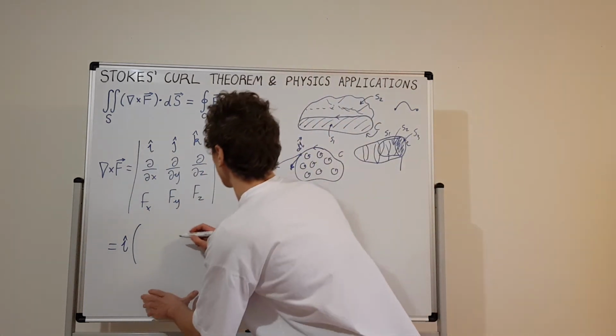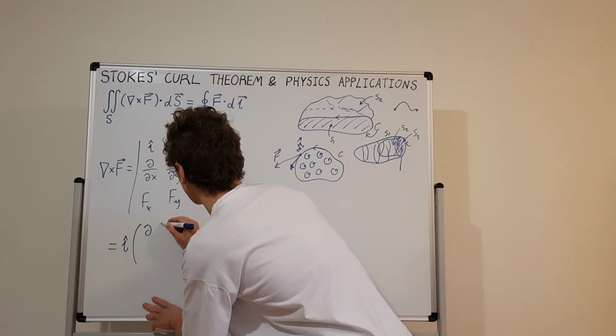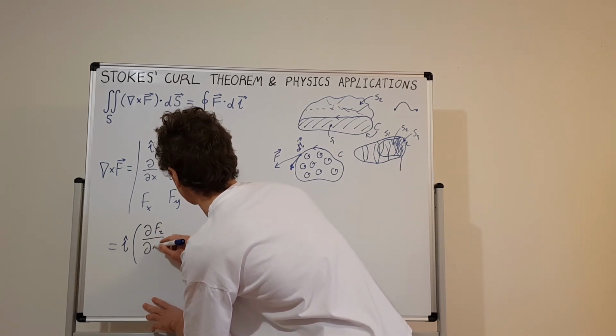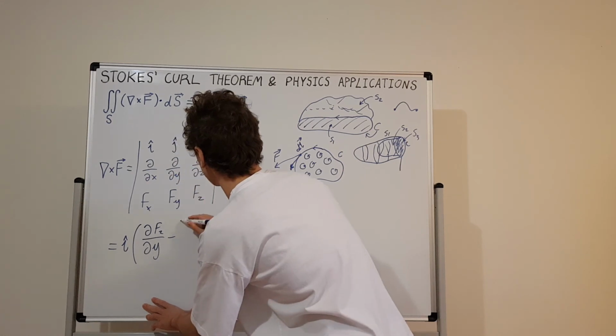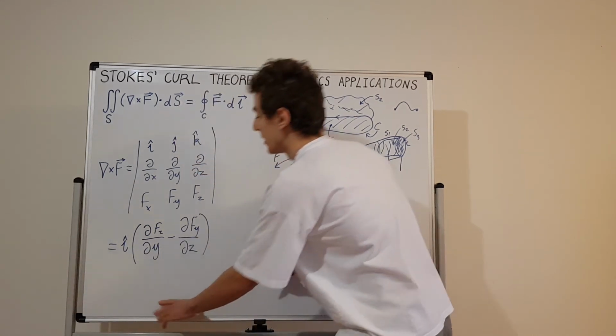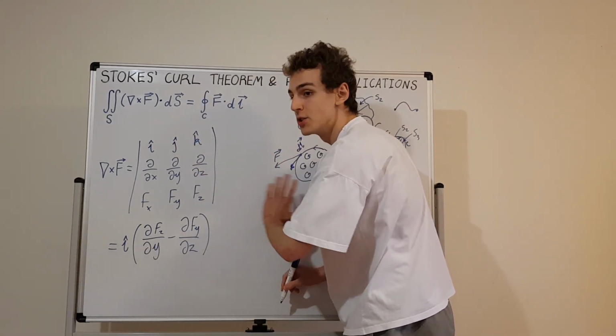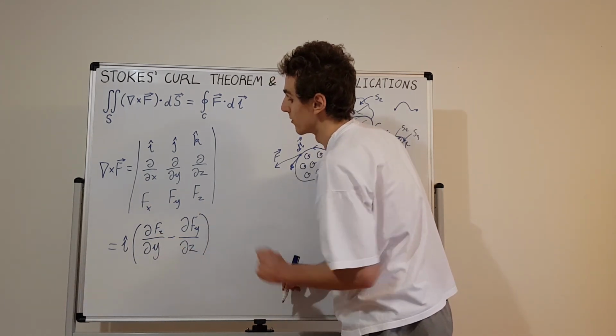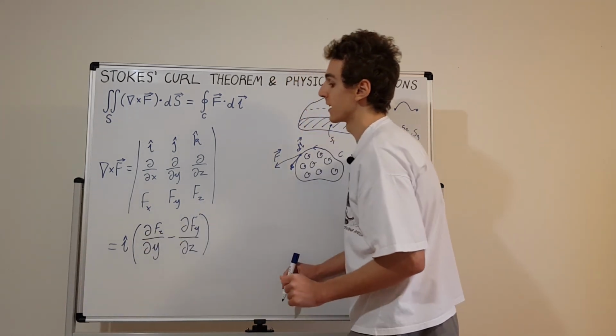So let's go ahead and do that. So we're going to have d fz dy minus d fy dz. Now you can see in the x component, there's no x, and there's a z over here, there's a z over here, there's a y over here, there's a y over here. And we're subtracting these guys.